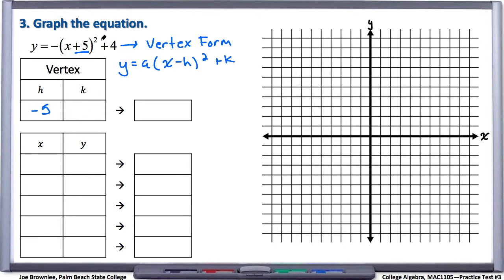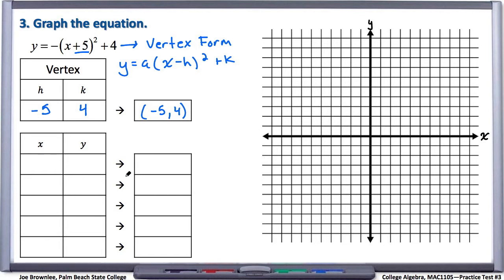And then for our vertical translation, our up and down movement on the y-axis, we take whatever we're given. In this case, we're given a positive 4, so our k is 4. And now this just becomes the point negative 5, comma 4. So we know exactly where our vertex is, so we're off to a good start.